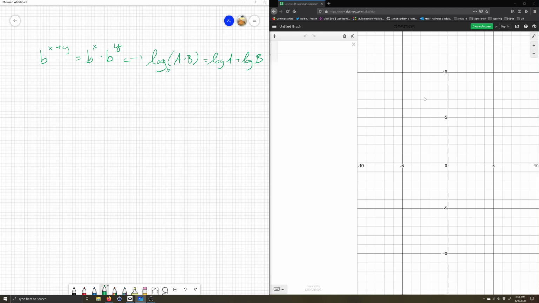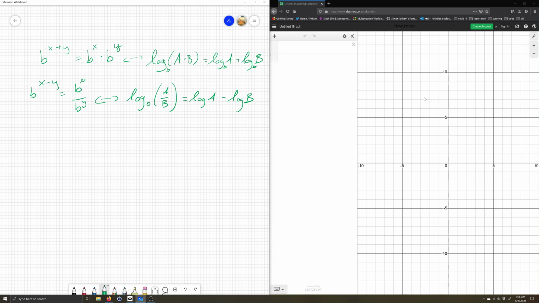And this can be base whatever. All these logarithm properties I'm going to mention work in any base. I just forget to write the base half the time. And so similarly, since b to the x minus y is b to the x over b to the y, then if you've got the log base b of a divided by b, that's going to be the log of a minus the log of b.